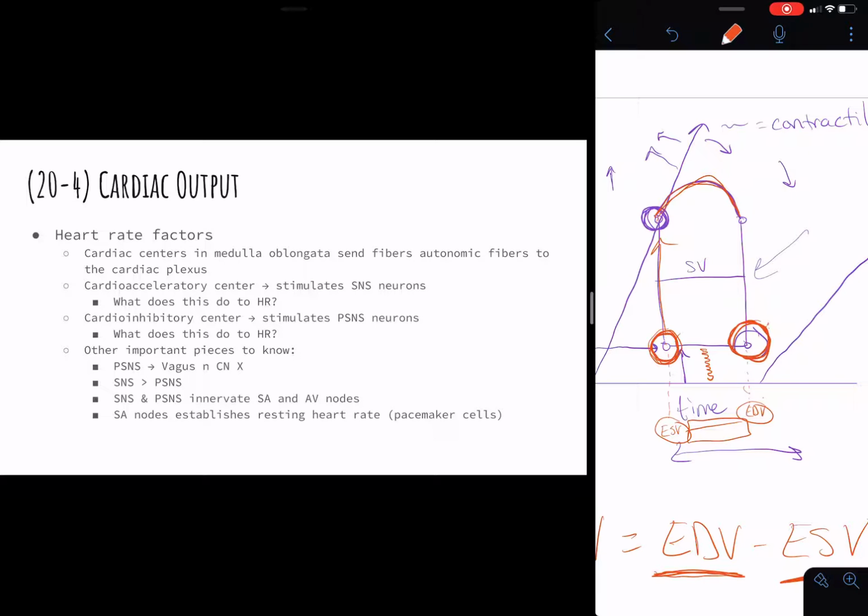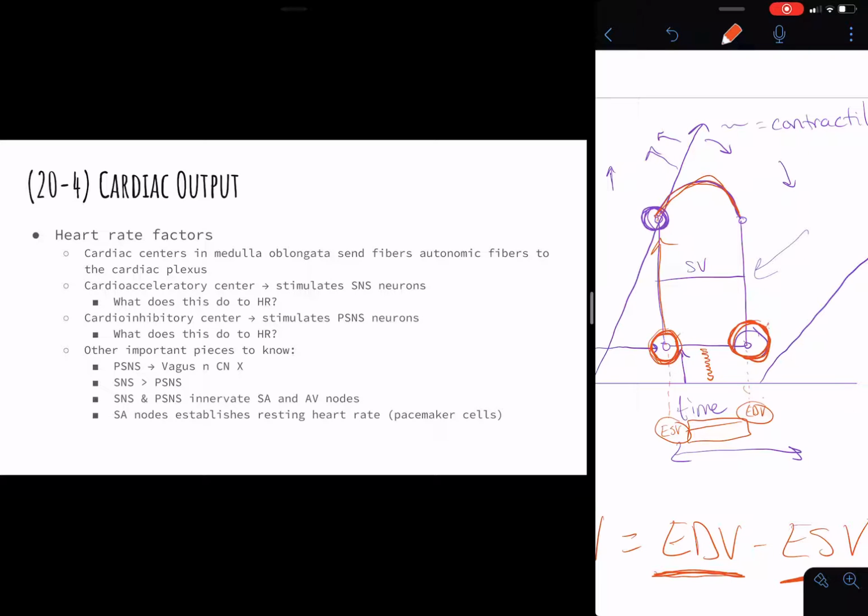So at any given time, both of these centers are going to be firing, but one is going to be firing a little bit more than the other, so that way we actually have some sort of heart rate. If they were firing at the exact same rate, it would be zero and we would be dead and there would be no heart rate. So these are always firing at some amount, but it's just a matter of which one is outcompeting the other in order for the heart rate to be fast or slow.